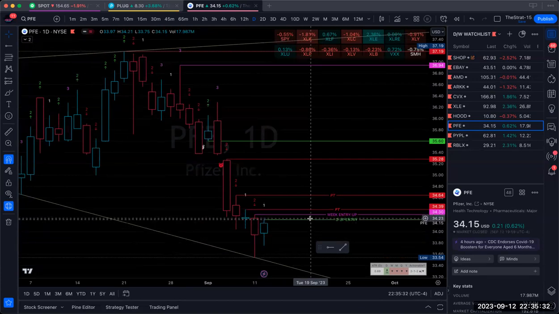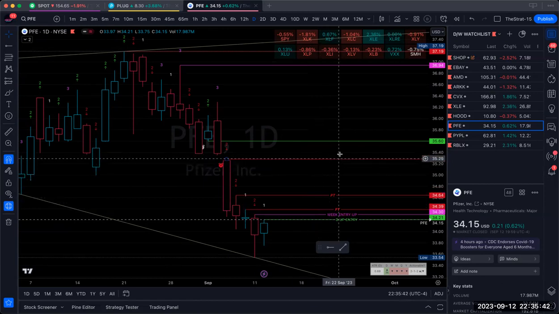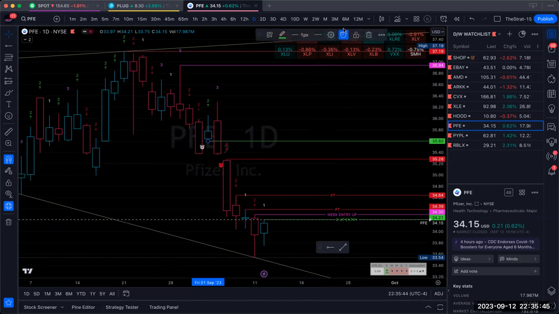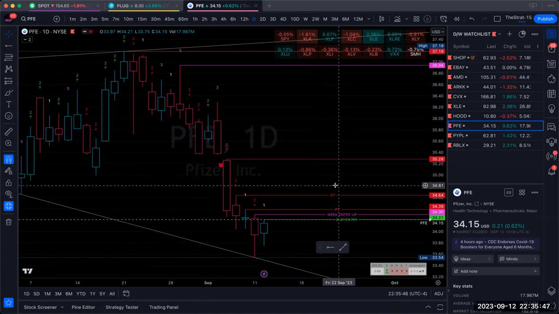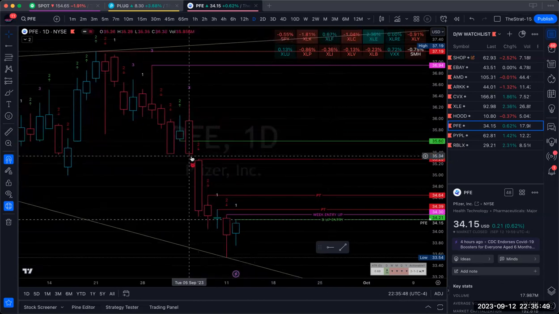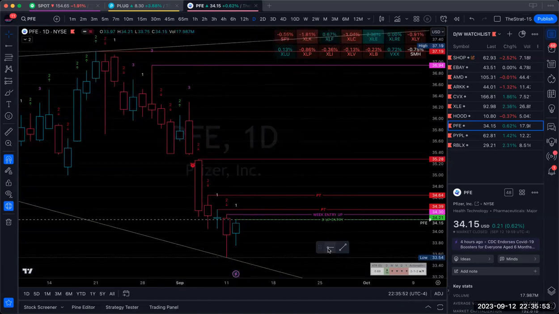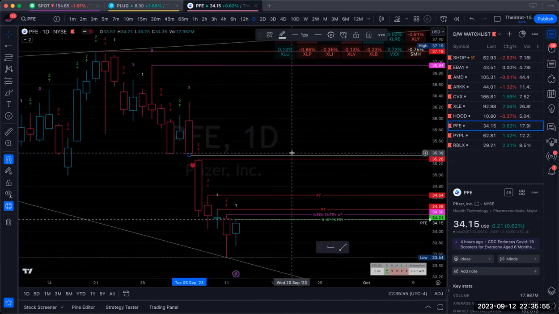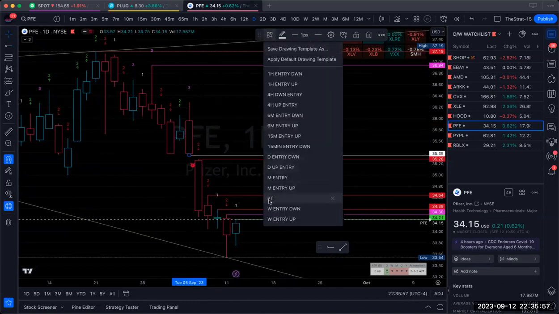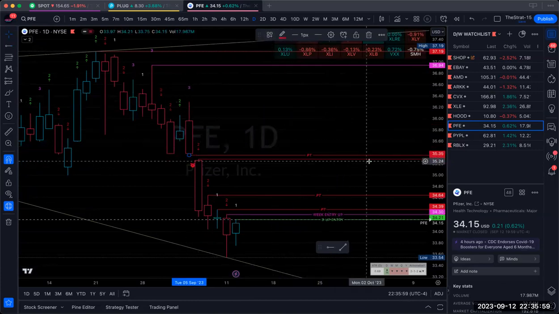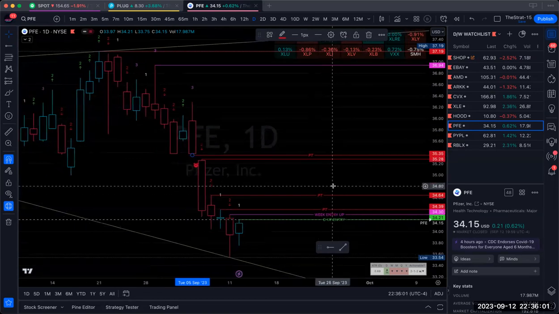And then the weekly entry would be 34.30 for a PT of 34.39, and then 34.64, and then 35.28. This right here is just an old line that I had, so I will remove that. And then maybe a gap fill here at 35.35, right? So that's for PFE.